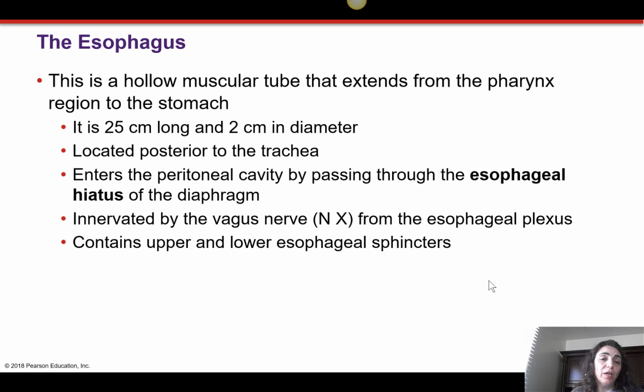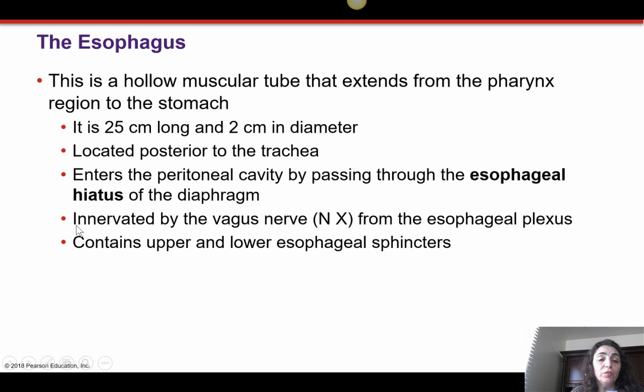Then after the pharynx we have the esophagus. Now the food has got into the esophagus. The esophagus is a hollow muscular tube that extends from the pharynx all the way toward the stomach. It's about 25 centimeters long and about 2 centimeters in diameter. It's located posterior to the trachea. Always remember this: trachea is anterior, esophagus is posterior. And it enters the peritoneal cavity when it passes through the hole in the diaphragm that we call the esophageal hiatus, right?